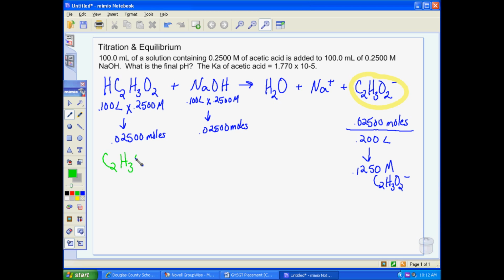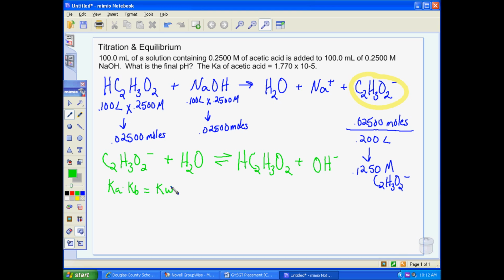So we have acetate reacting with the water to establish an equilibrium according to its Kb. Now, the problem gives you the Ka of acetic acid, so therefore you need to know the relationship between the Ka and the Kb. If you multiply those together, you're going to get the Kw of water, which is a constant value, 1 times 10 to the negative 14.